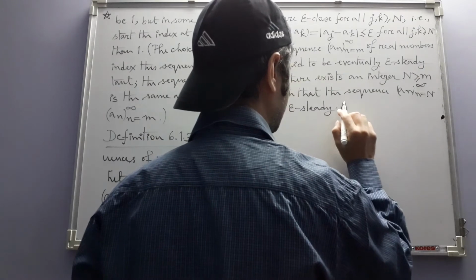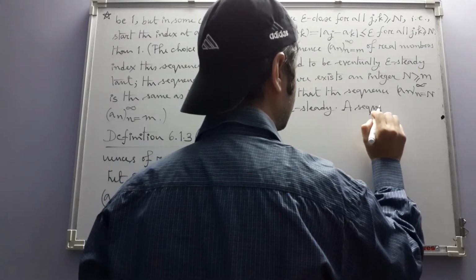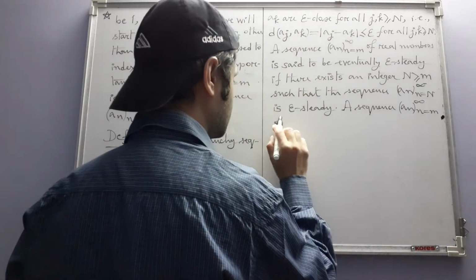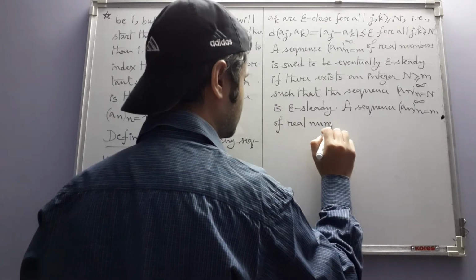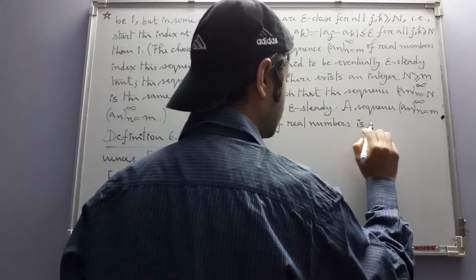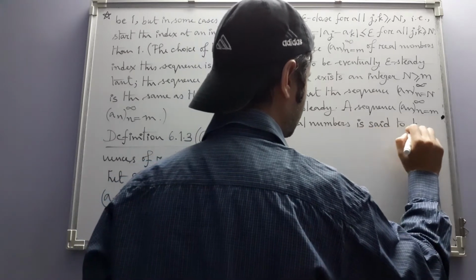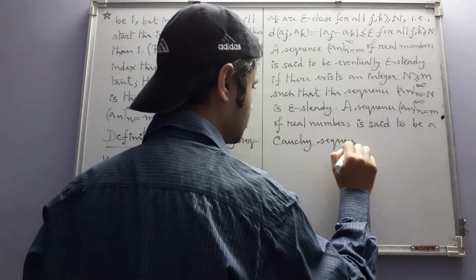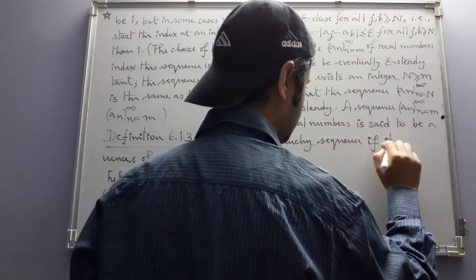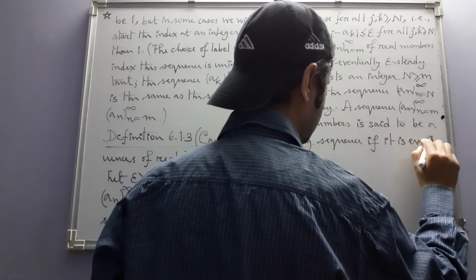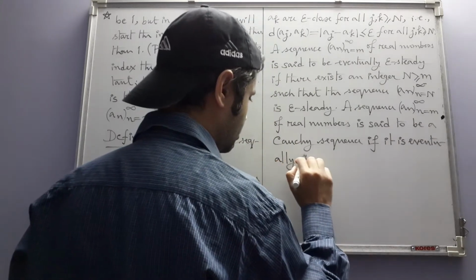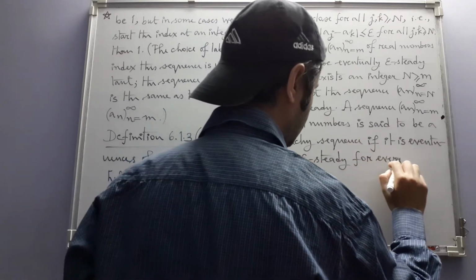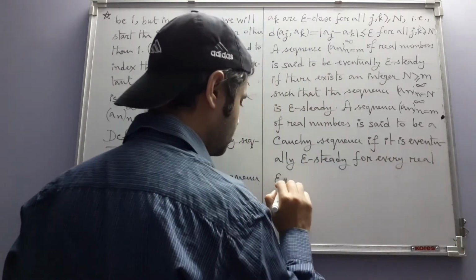And finally, a sequence of real numbers is said to be a Cauchy sequence if it is eventually epsilon steady for every positive real number epsilon.